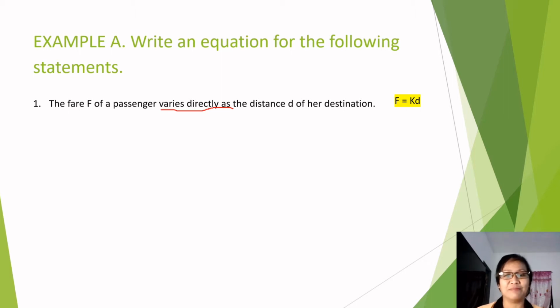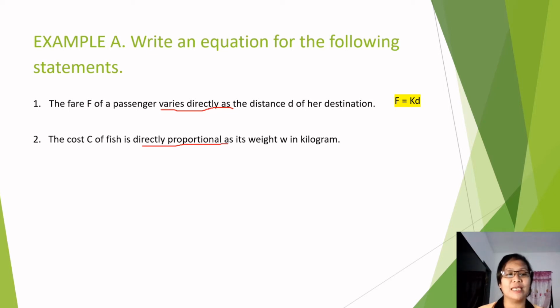Laging andyan yan. Number 2, the cost C of fish is directly proportional as the weight W in kilograms. So, we will use C and W. Another clue, kung ano yung naunang binanggit, yun ang mauuna natin isulat gaya ng nauna. So, we have C is equal to kW.